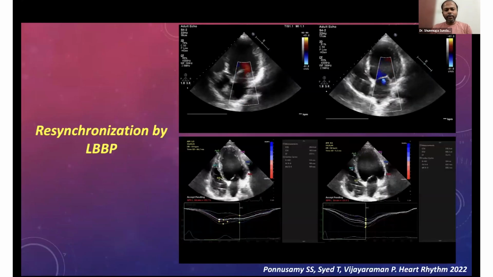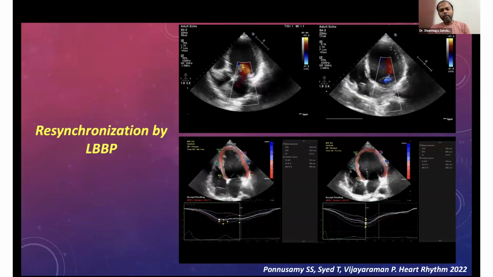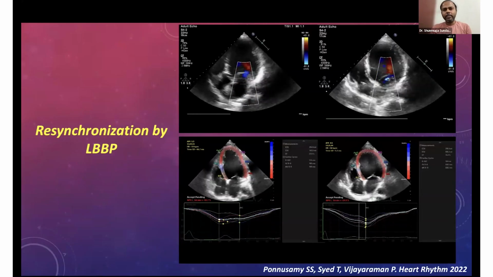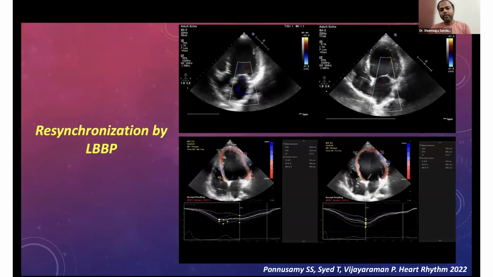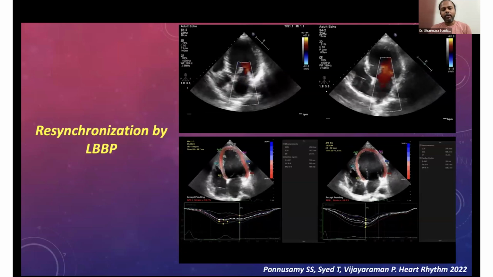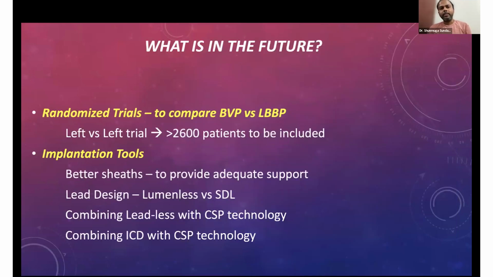We know why we are doing this: resynchronization. The resynchronization with left bundle, or for that matter even His bundle, will be beautiful. You can see a beautiful synchronization of the left ventricle between the lateral and septal wall, and excellent reduction of functional mitral regurgitation as early as 10 to 14 days, even before the LV has remodeled. All this would probably favor the left bundle over conventional biventricular pacing, but we need to have a randomized trial. So that's all in the future now. Any new scientific discovery needs good evidence-based medicine to get into day-to-day practice.